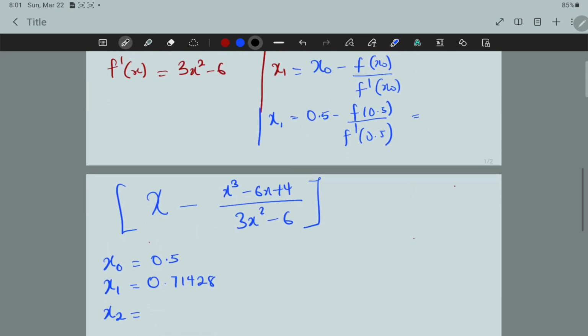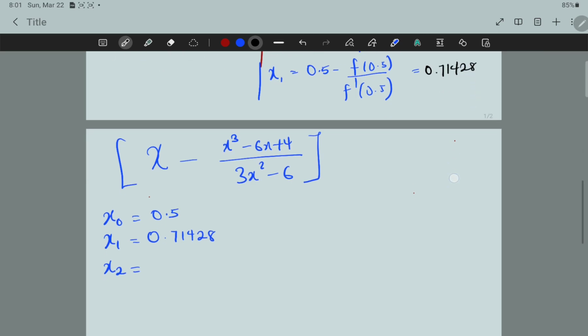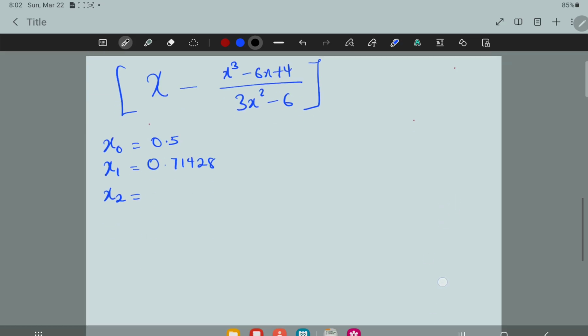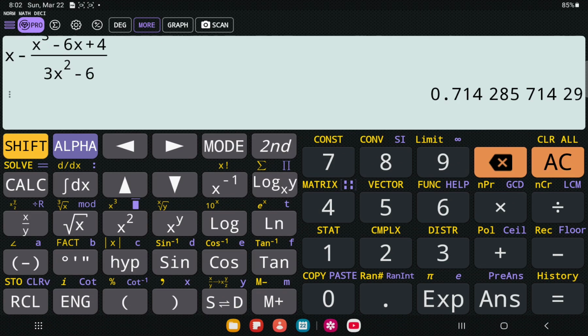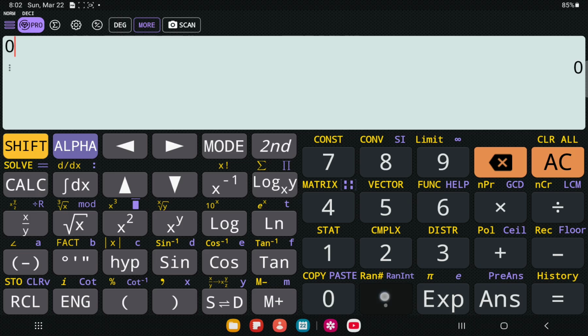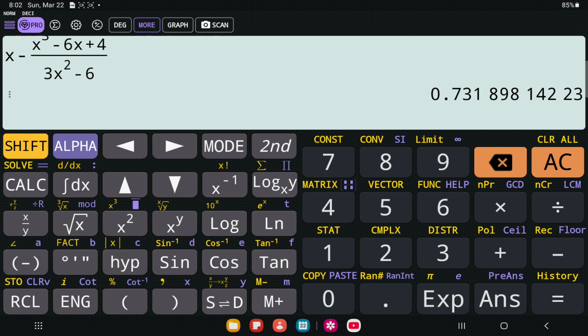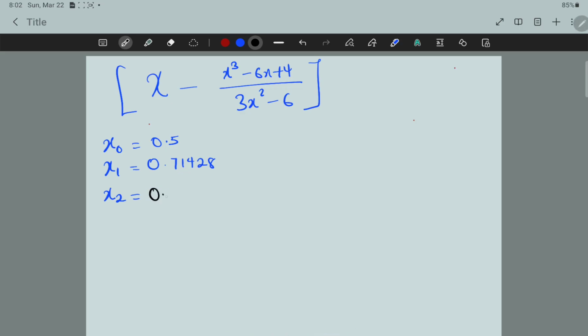You understand me? So x1 now is 0.71428. Do you understand me? Now x2 will be, now check this out. You go back to your calculator and press calc at 0.71428. What will be your answer? 0.73198. You see that? So calc at x3 now. What will be your x3?